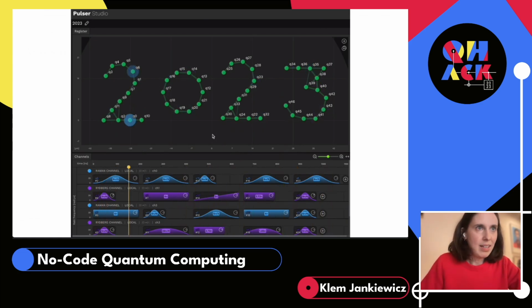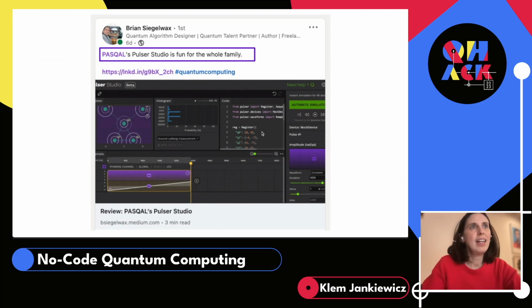use it. And there was someone, I think last week, who wrote a review because it was just published recently. He wrote that Pascal's Pulsar Studio is fun for the whole family. And I actually really like the way he described it. It's also a very positive review, by the way, and this person is obviously a professional. But I really liked the sentence, because, first of all, I don't think there are many things in quantum technologies that were described as fun for the whole family. So I took it as a big compliment.